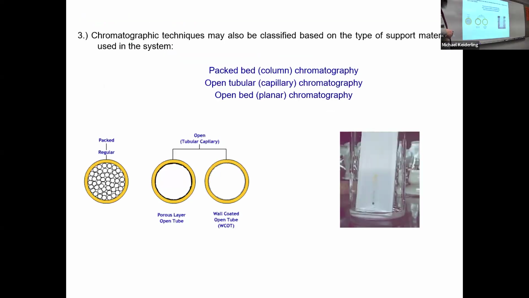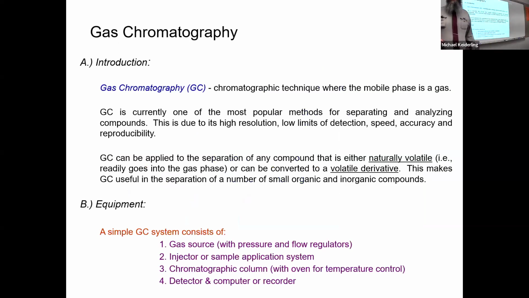You can also classify them based on how the support material is set up. You can have a packed tube, a porous layer open tube, or a wall-coated open tube. A wall-coated open tube is the most common for gas chromatography. Packed tubes are fairly common for liquid chromatography. You can also have a bed like this, where it's a flat bed.